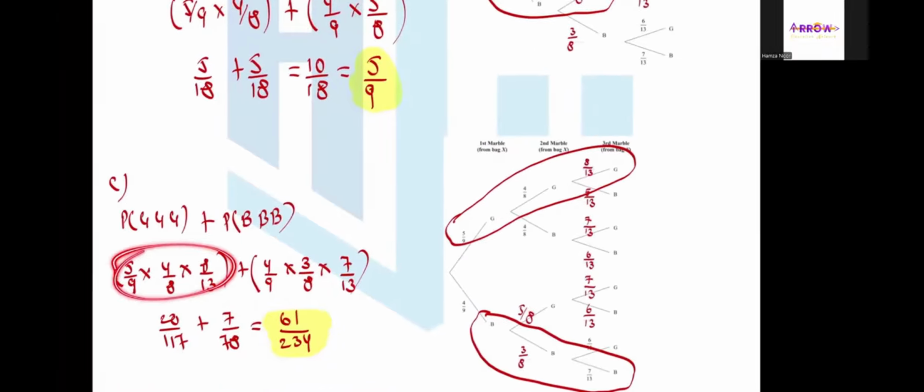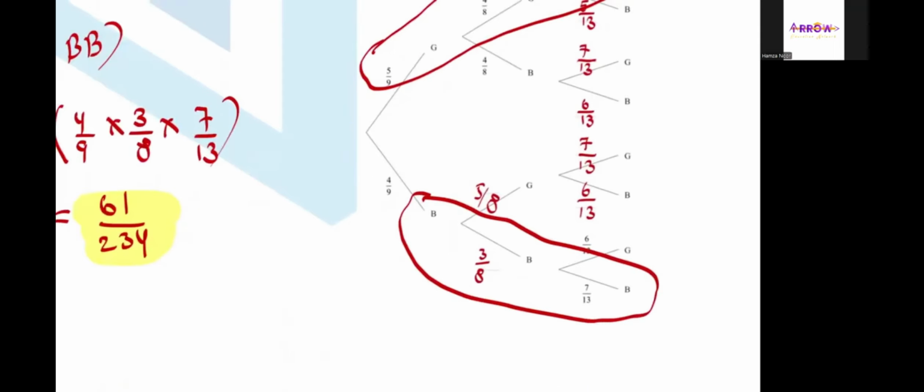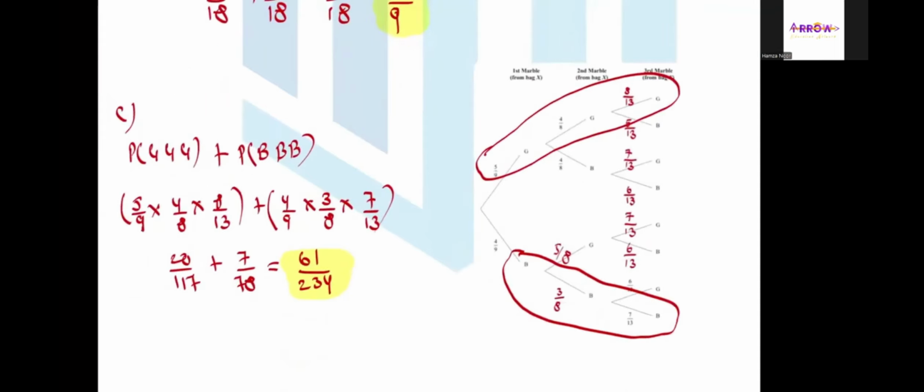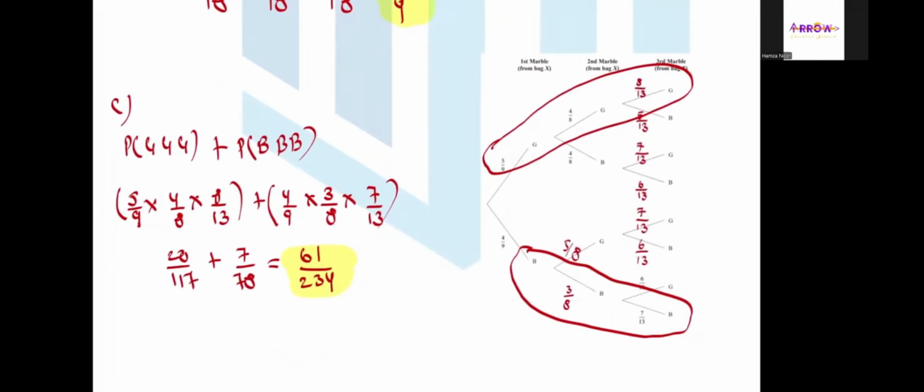Or blue, blue, blue: 4 over 9 into 3 over 8 into 7 over 18. So you evaluated these individual values. So this is 20 over 117 plus 7 over 78.